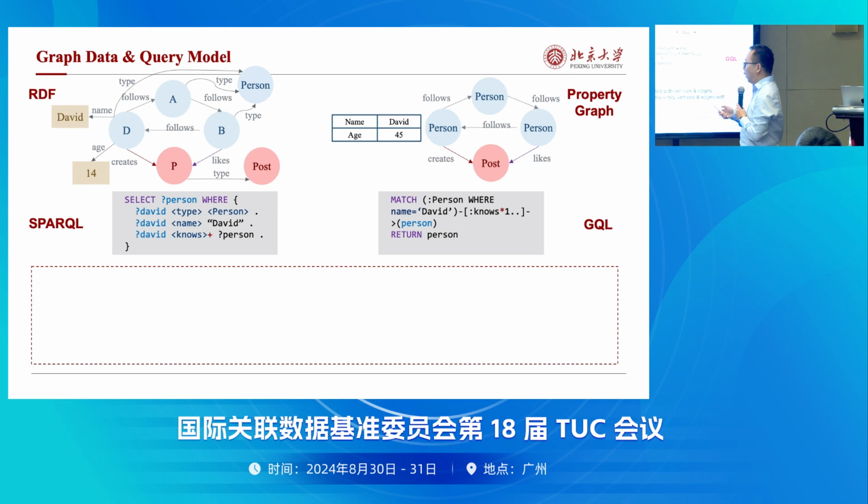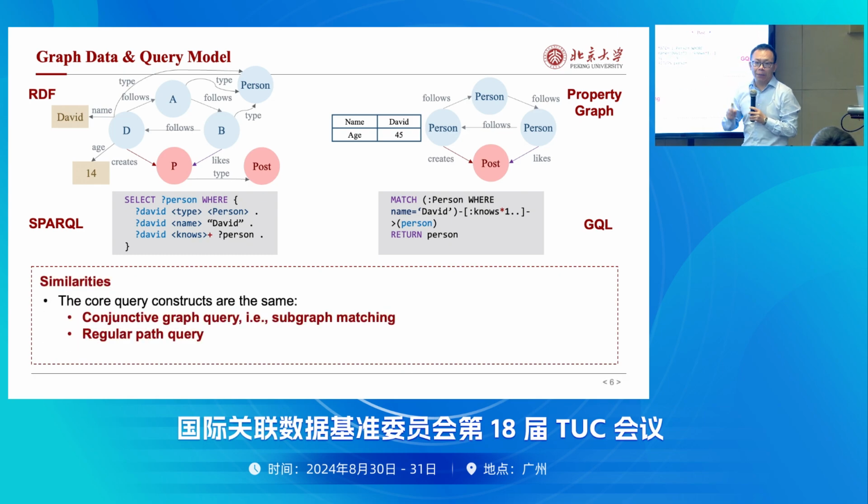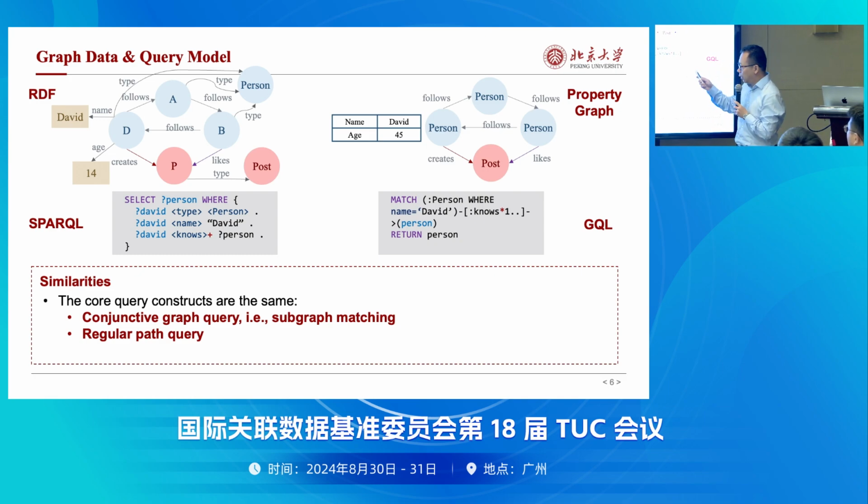But today, I want to talk about common points between the two families of graph. The core query constructor for SPARQL, GQL, Cypher, and many other graph query languages is the same. One is the conjunctive graph query, which we also call subgraph matching. The other one is the regular path query.